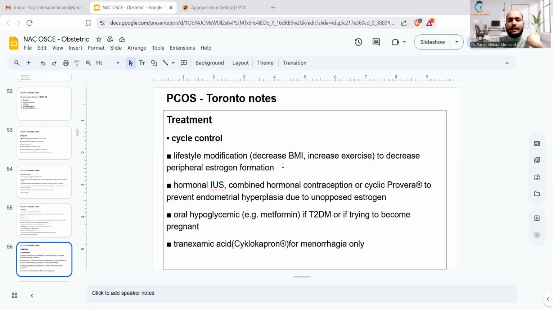Now, if we want to provide them symptom relief without the patient being concerned about getting pregnant, we can give them OCPs. We can give them metformin. Remember, metformin and lifestyle are done together for a patient with PCOS to help with getting pregnant. All right, we can give them tranexamic acid if they are having excess bleeding during menses.